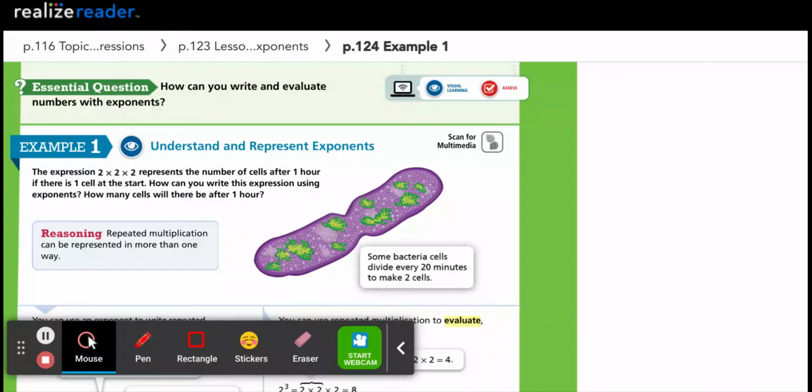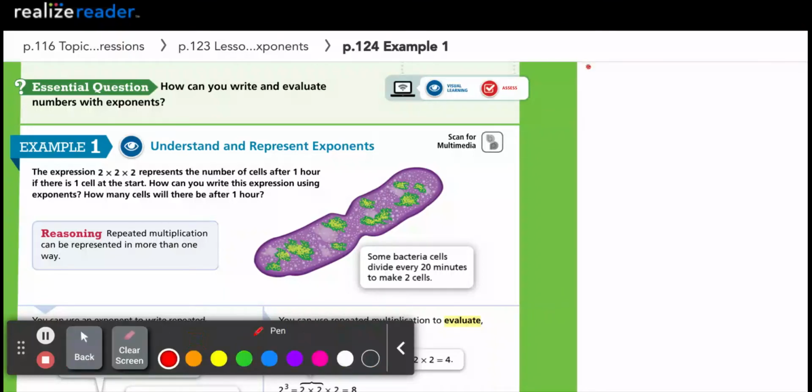This is lesson 3-1A. Please open up your notebook to the next clean page. We are going to be writing and evaluating numbers with exponents. So let's look at this first example, example 1.